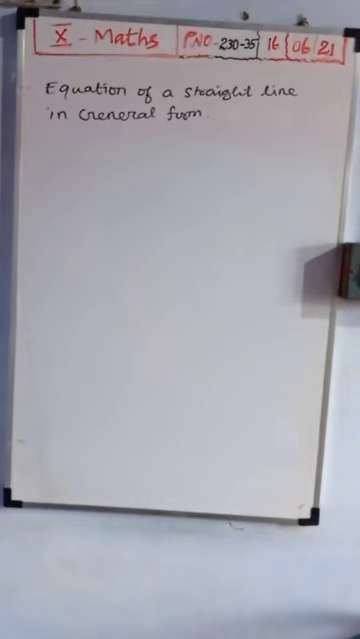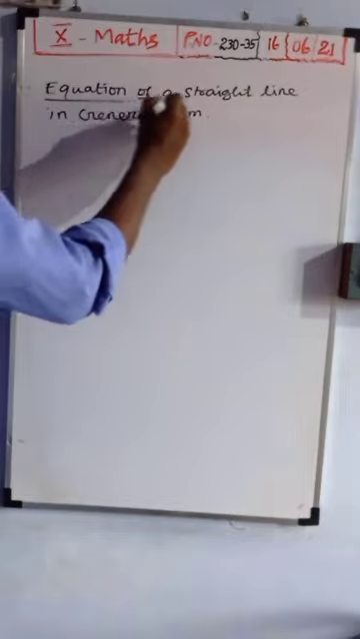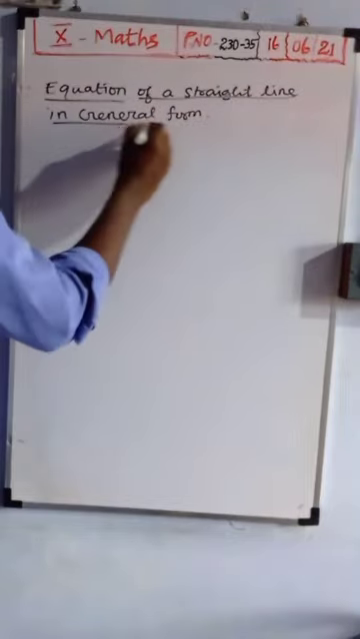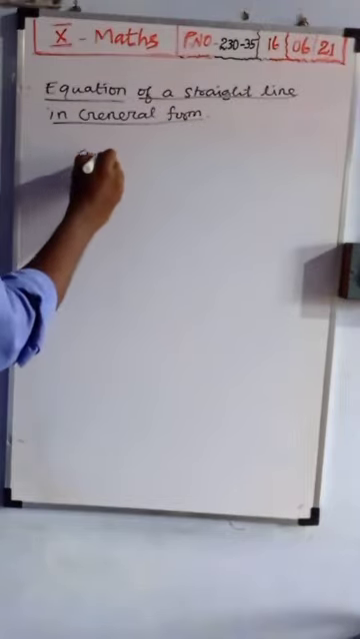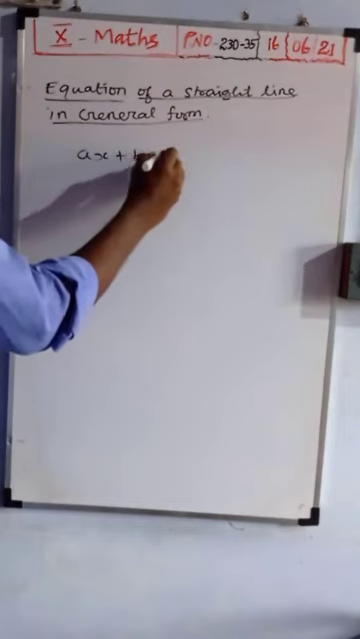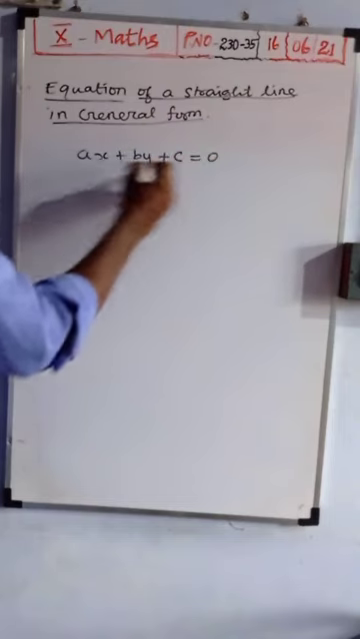Before that, you need to know some formulas. How are we going to derive these formulas? We use the equation of a straight line in general form, which you already know. Using this we will derive the formula. See, this is ax plus by plus c is equal to 0.